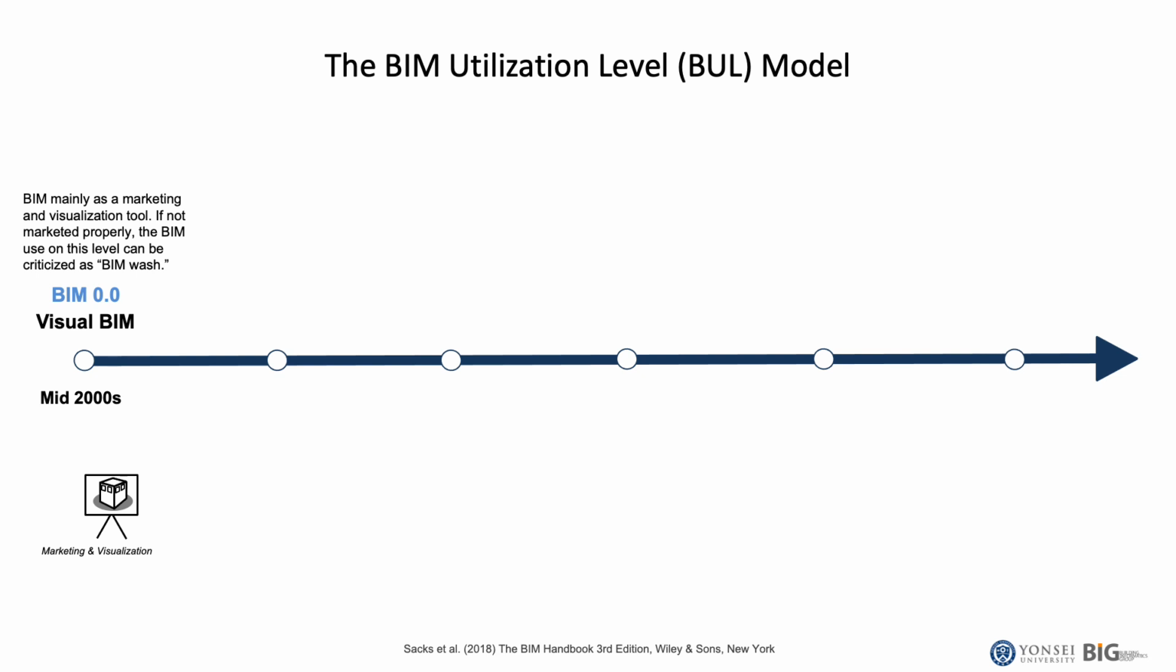The BUL model is composed of 6 phases. The first phase is the visual BIM phase. In this phase, BIM is used mostly for marketing or visual communication purposes. It is also referred to as BIM wash. In the mid and late 2000s, this was the most common way of using BIM in South Korea.